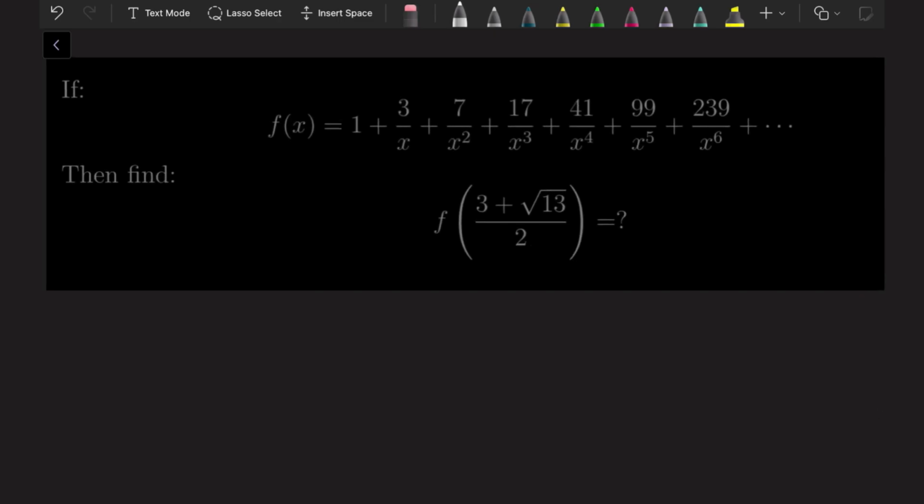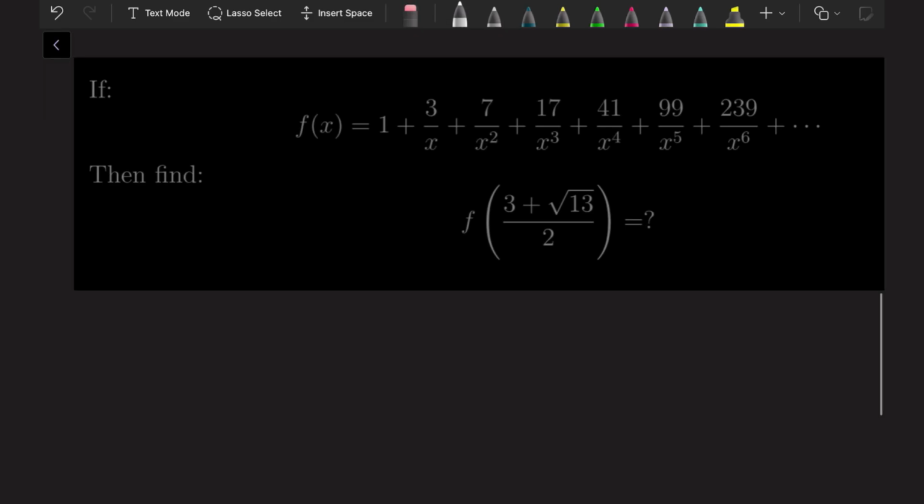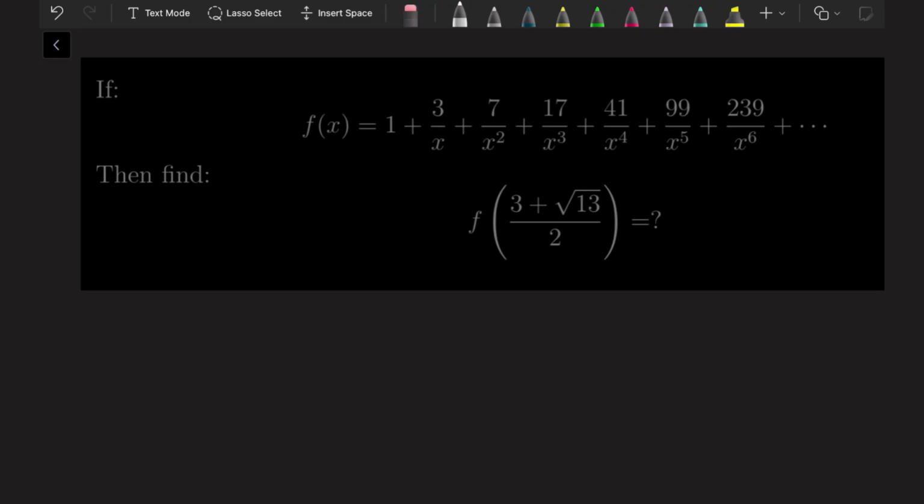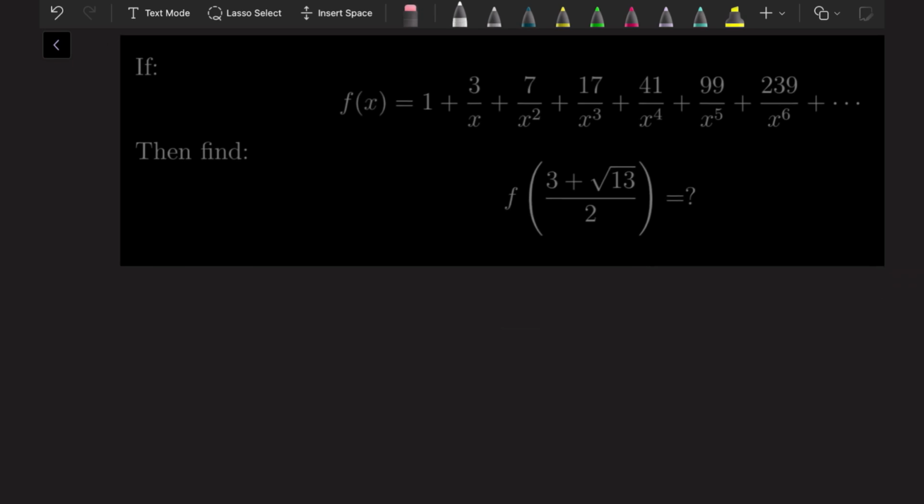And anyone with a basic maths knowledge has figured out that putting the value of x directly as 3 plus square root of 13 in this particular series is not the most clever way to solve this question. The most clever way is to either find this series as some sort of function whose expansion is this, or do some kind of arithmetic. What I basically mean is that you know the expansion of e raised to x, which goes like 1 plus x plus x square upon 2 factorial plus x cube upon 3 factorial plus x raised to 4 upon 4 factorial, and so on.